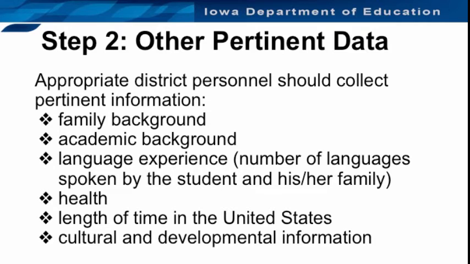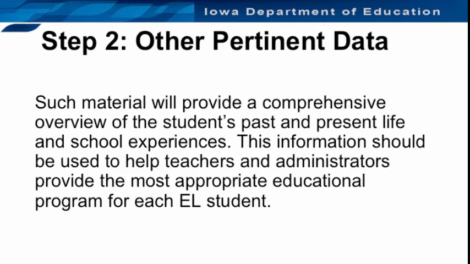Appropriate district personnel should collect pertinent information, such as family background, academic background, language experience, number of languages spoken by the student and his or her family, health, length of time in the United States, cultural and developmental information. Other pertinent data will provide a comprehensive overview of the student's past and present life and school experiences. This information should be used to help teachers and administrators provide the most appropriate educational program for each English learner.